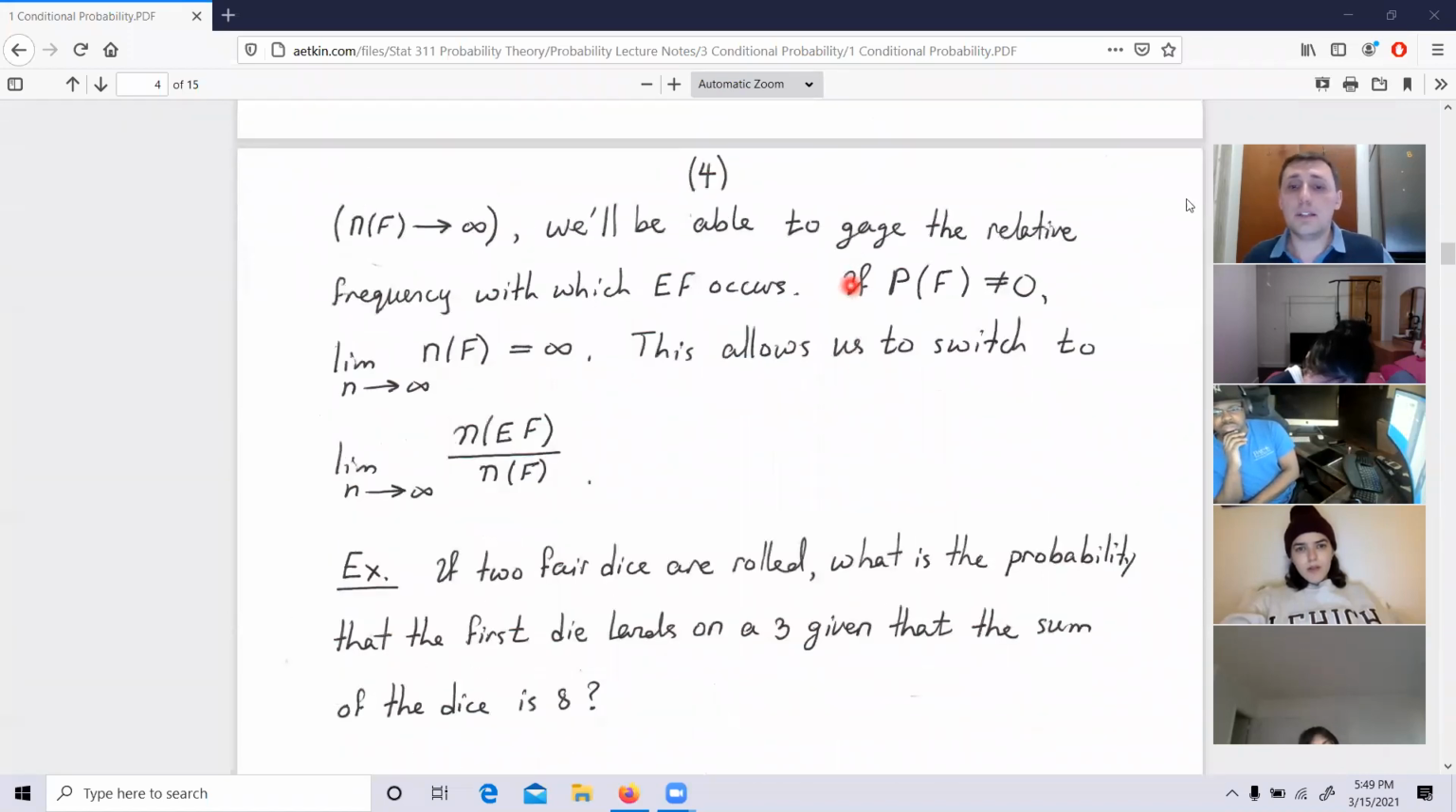Here is a question, guys. Let's see if you can solve it. If 2 fair dice are rolled, what is the probability that the first die lands on a 3, given that the sum of the dice is 8? Let's see if you can calculate it in one or another way.